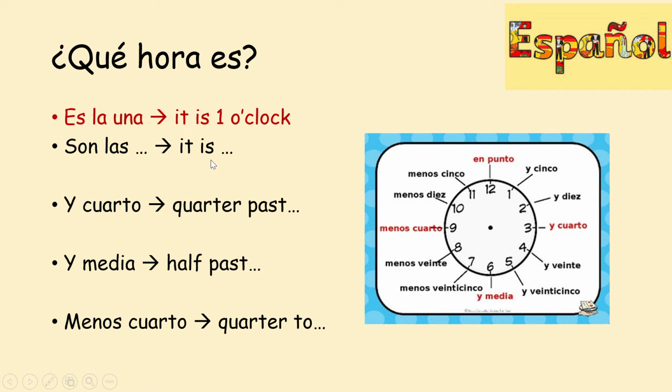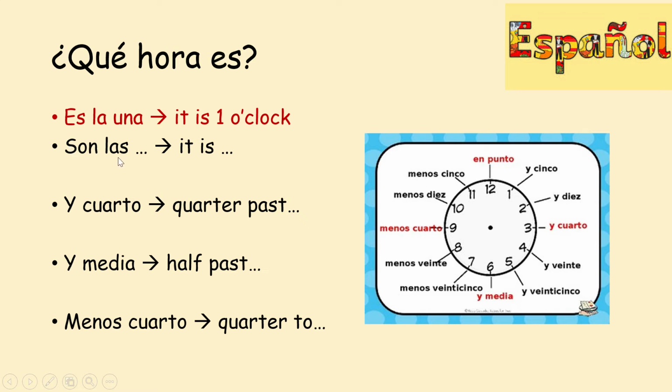So when you're talking about 1 o'clock or anything within the first hour, we say es la una because there's only 1 hour, it's singular. Think about your adjective agreements in this case. So just 1 hour, es la una y cinco. It is 1 and 5. It's 5 past 1. Es la una y veinte. It is 1 and 20. In other words, 20 past 1.